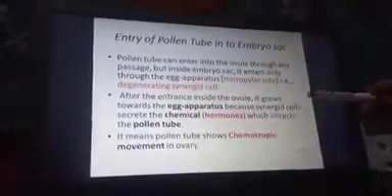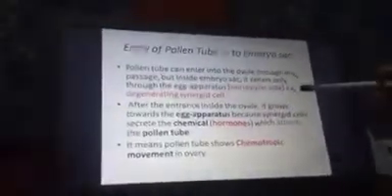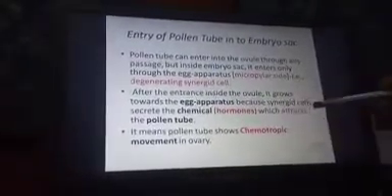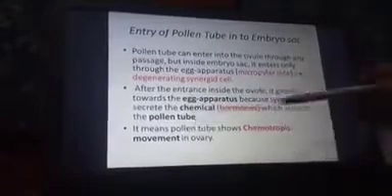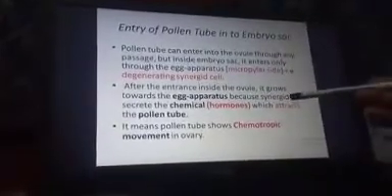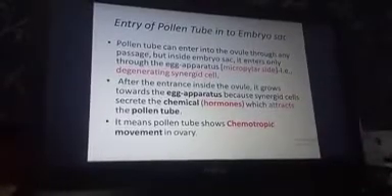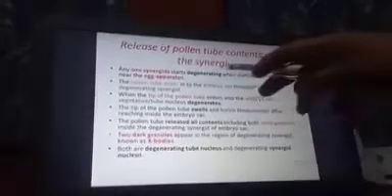After the entrance inside the ovule, the pollen tube grows toward the egg apparatus because the synergid cells secrete chemicals, that is, hormones, which attract the pollen tube towards the synergids. It means the pollen tube shows chemotropic movement in the ovary. Now, the release of pollen tube contents into the synergid.